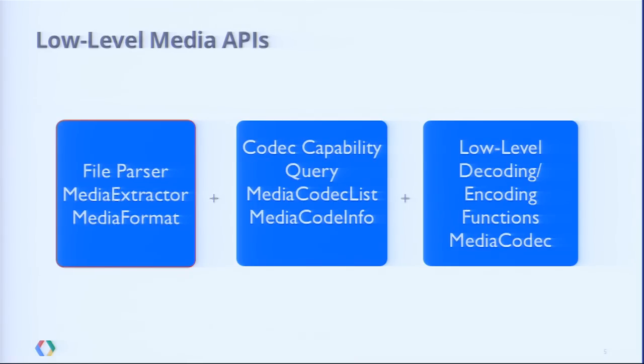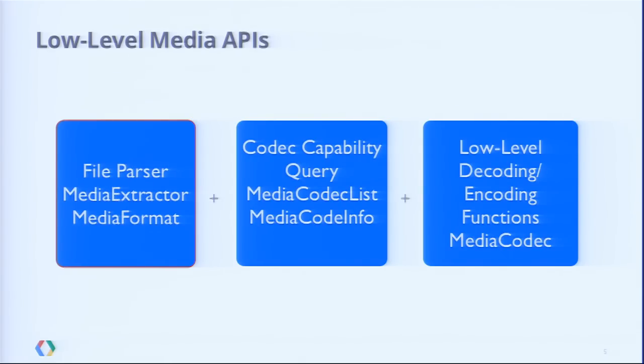The second part of the new low-level API is the ability to query the capabilities of the media codecs available on an Android device. Why you need this capability is you need to find out what the available codecs are, so that you can create the specific media codec to do decoding and encoding directly from your application process.